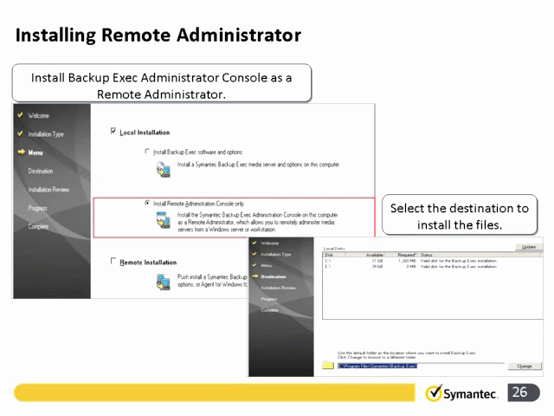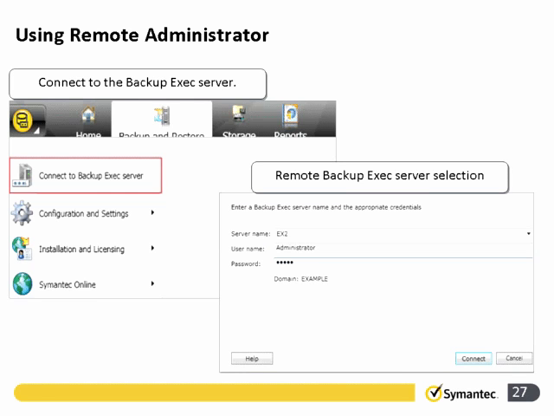So I just choose to do a local installation and install the remote administration console. And you tell it where you want it to be. It shows the default paths. When you bring up the remote administrator console on the machine where you sit every day, you're going to have to tell it to connect to a Backup Exec server. And then it will ask for the credentials, who has rights to connect to that server. So you'll need to enter the rights.